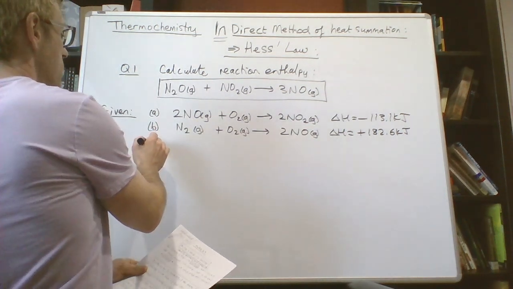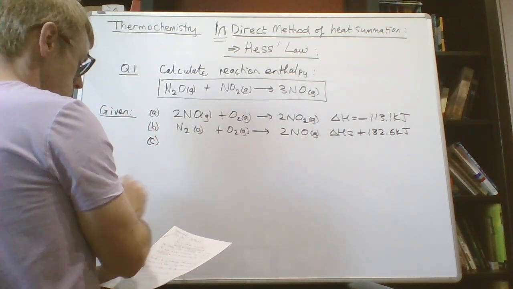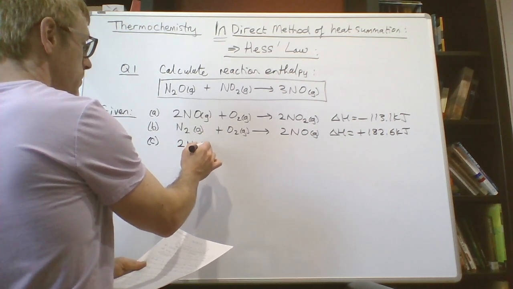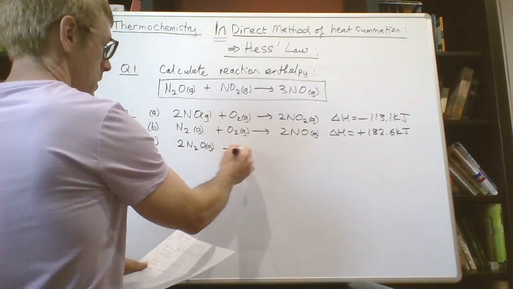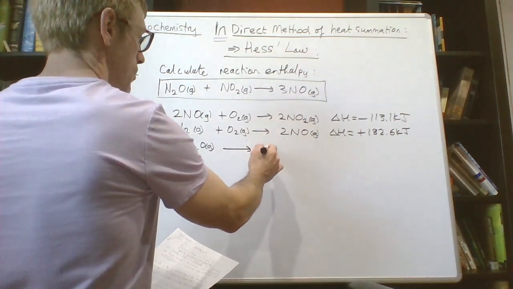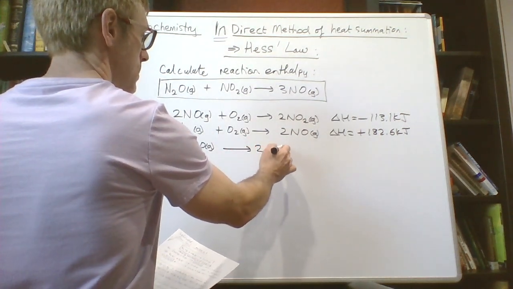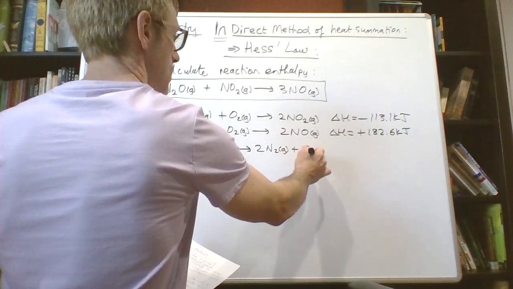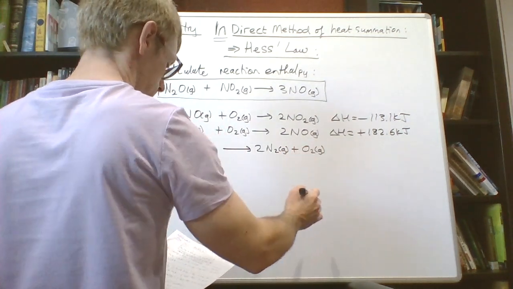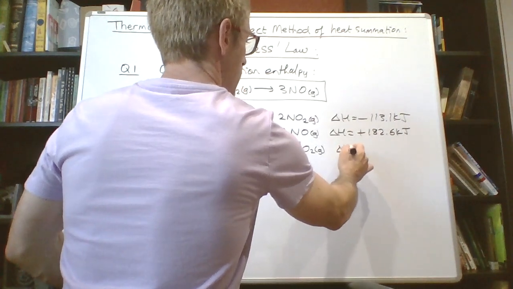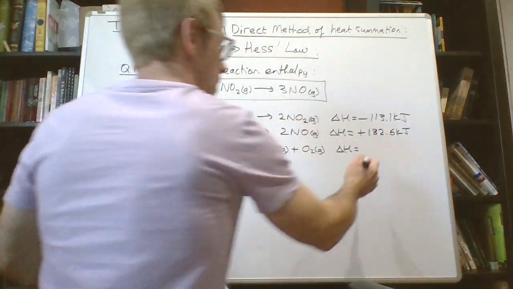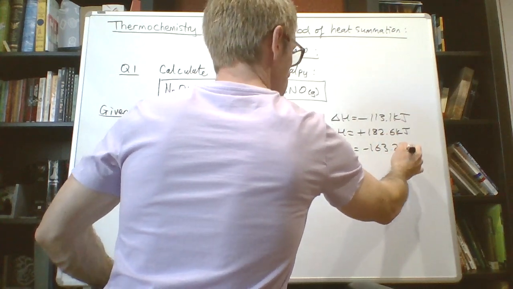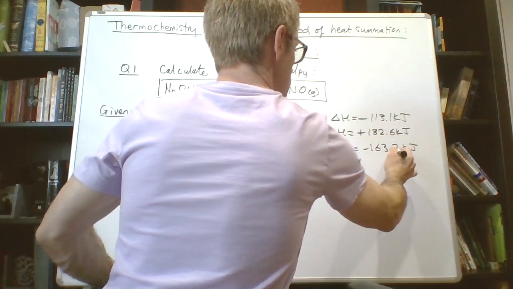And we're given a third piece of information, a third known equation. 2 lots of N2O gas is known to give 2 lots of N2 gas and oxygen gas. And this particular reaction has an enthalpy of negative 163.2 kilojoules.